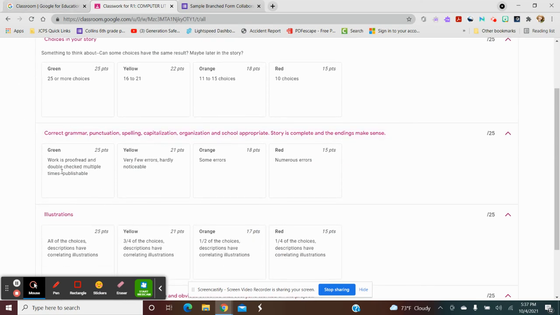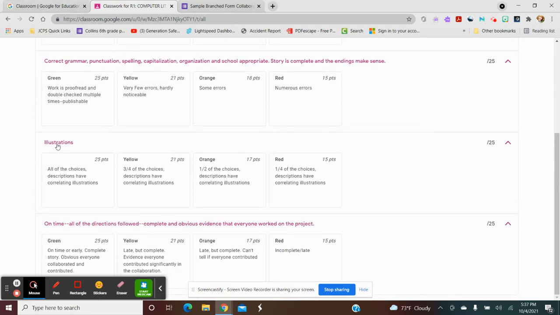Okay, so green, your work is proofread and double checked multiple times and it's publishable. So that means it would pretty much be perfect. Okay, yellow, there are very few errors, hardly noticeable. Orange, there are more errors. And then red, there's numerous errors, and that could be spelling mistakes, punctuation, grammar, sentence structure, pretty much what you would do in language arts.